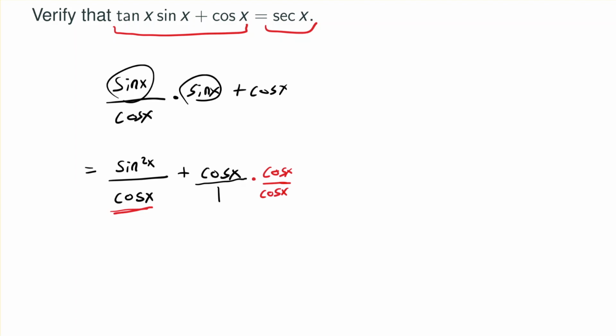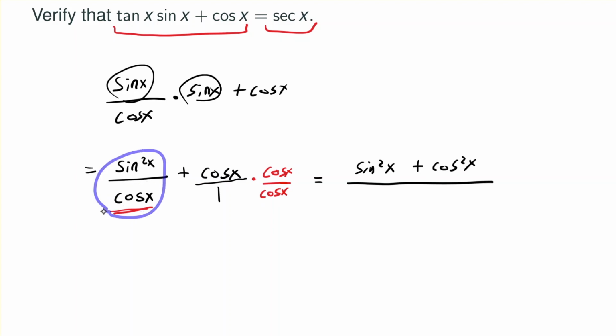a common denominator. So we have sine square x. This right here gives us cosine square x. And we have a common denominator, we have a common denominator of cosine. This one has sine square x over cosine. This has cosine times cosine over cosine x. So both have denominator of cosine, like this.